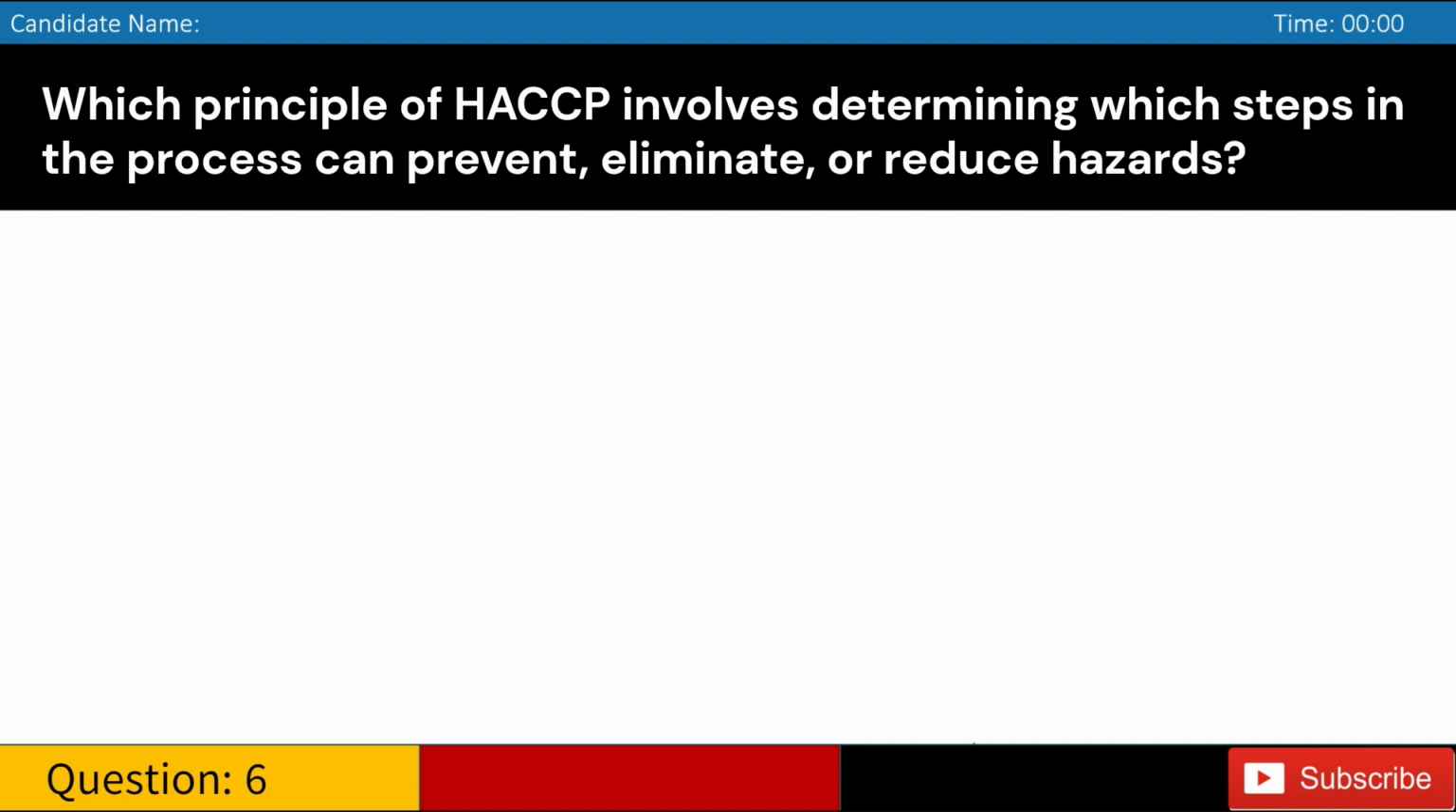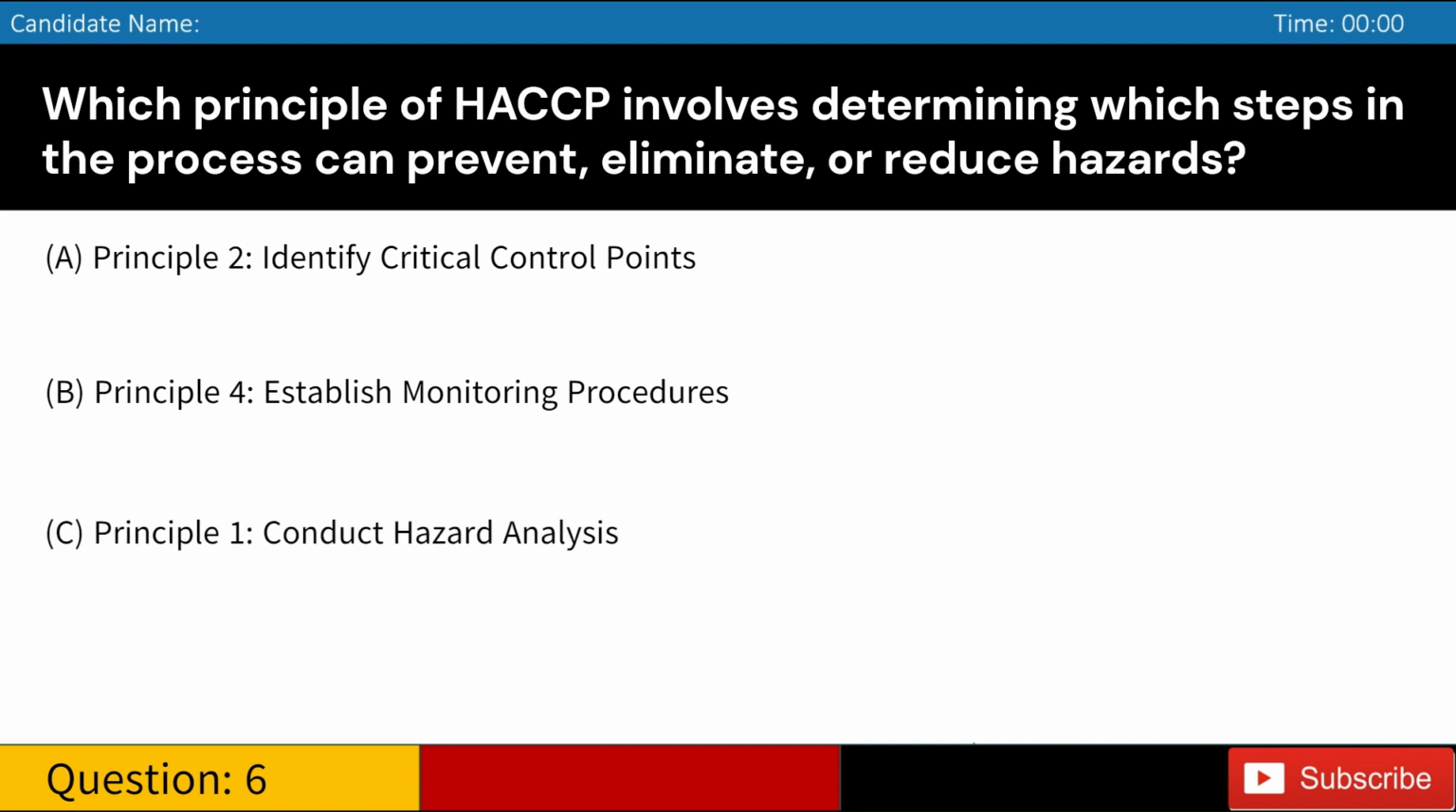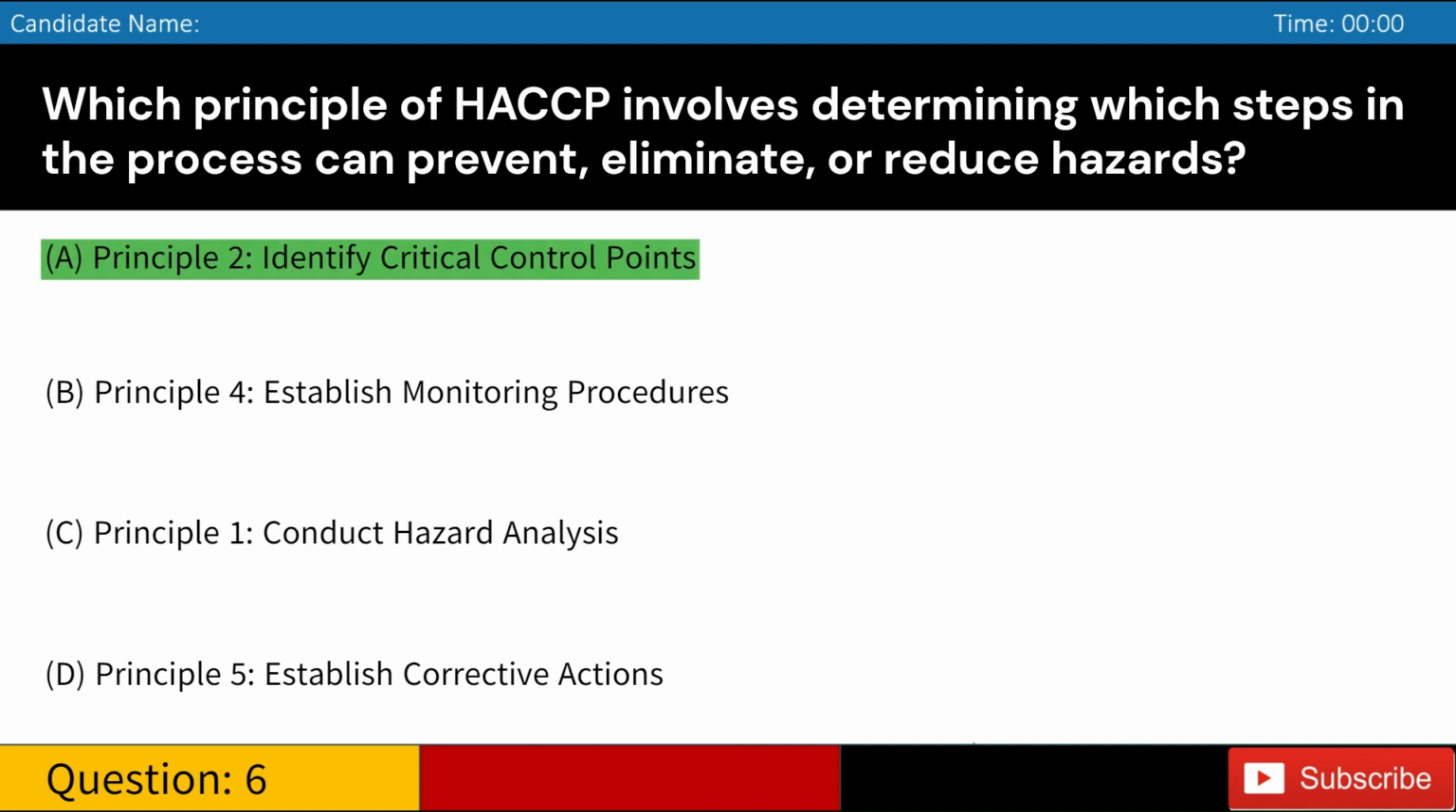Which principle of HACCP involves determining which steps in the process can prevent, eliminate, or reduce hazards? A. Principle 2. Identify critical control points. B. Principle 4. Establish monitoring procedures. C. Principle 1. Conduct hazard analysis. D. Principle 5. Establish corrective actions. Answer A. Principle 2. Identify critical control points.